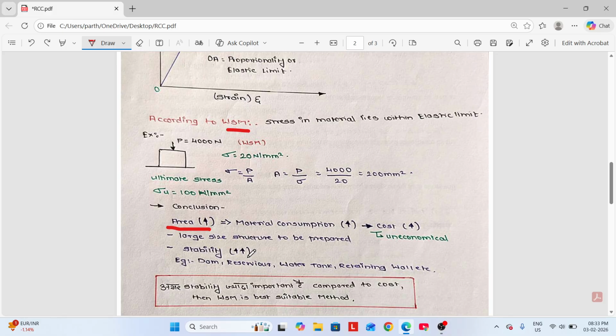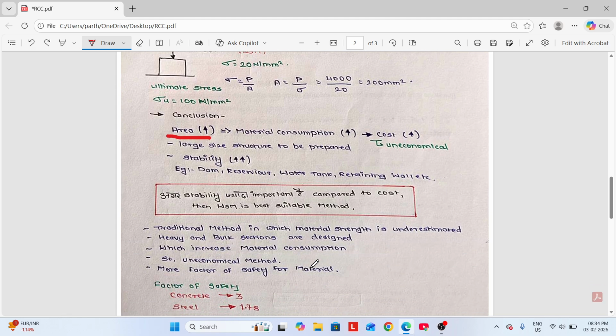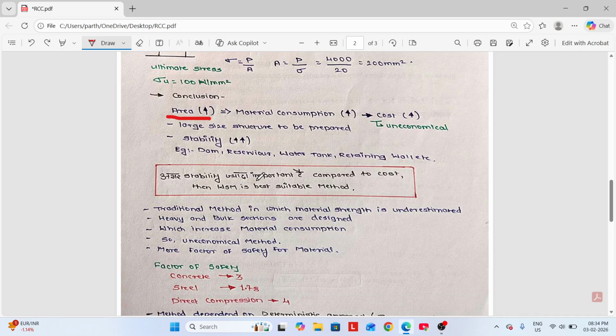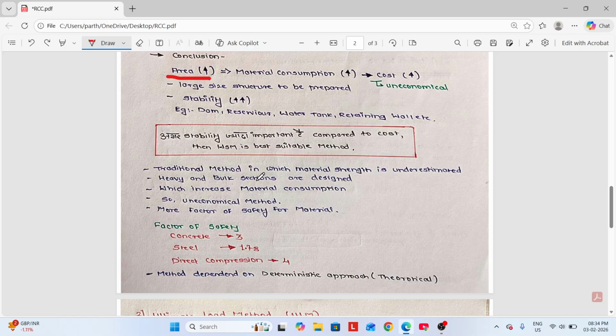due to the structures being large, the stability of the building or any structure increases. For example, we can say a dam, reservoir, water tank, retaining wall, etc. So here it is stated in Hindi also, if stability is more important as compared to the cost, then this WSM method is used. It is a traditional method in which material strength is underestimated.